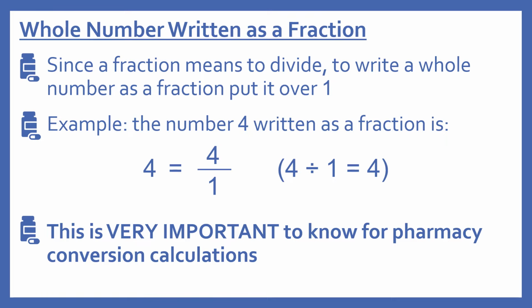Now we'll look at a whole number when it's written as a fraction. Since a fraction means to divide, to write a whole number as a fraction, we just simply put it over 1. For example, the number 4 written as a fraction would be 4 over 1. And you can see that makes sense because 4 divided by 1 is 4, and we know that the fraction line means to divide. So 4 equals 4 over 1.